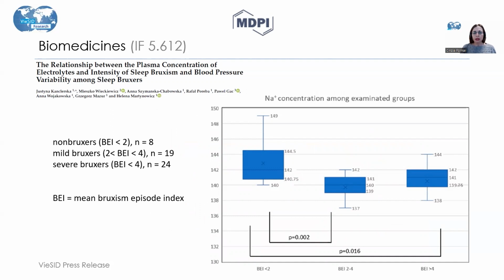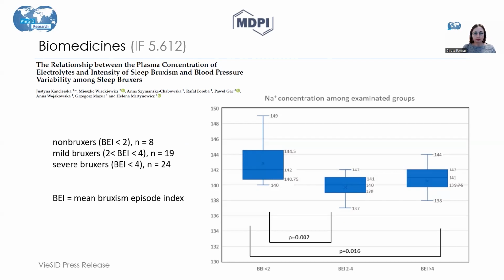Thus, the aim of this study was to assess whether plasma sodium concentration was associated with blood pressure during sleep bruxism. For this study, 51 subjects were included. Video polysomnography was used to monitor sleep, and bilateral masseter electromyography was performed. The day after the polysomnography, the plasma concentration of sodium, calcium, potassium, and magnesium was analyzed, and blood pressure was measured.